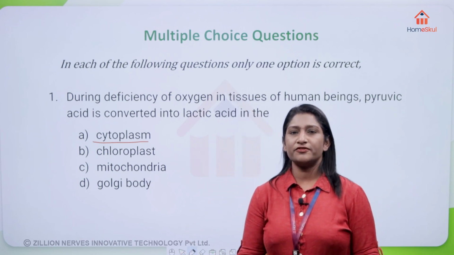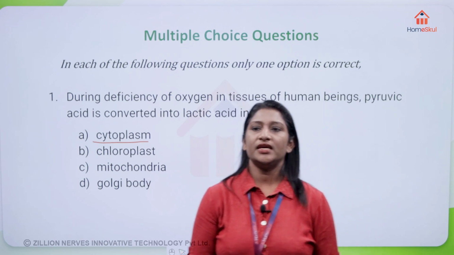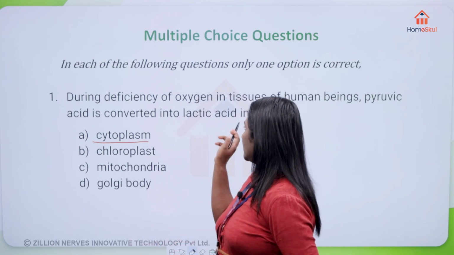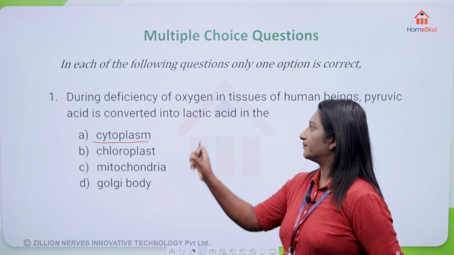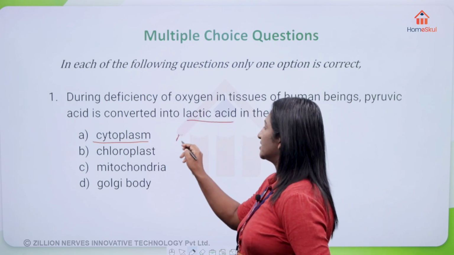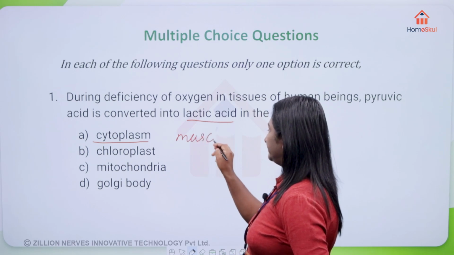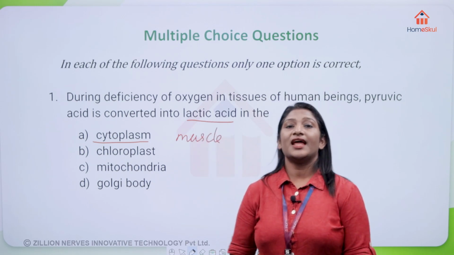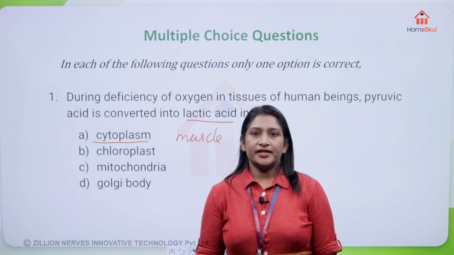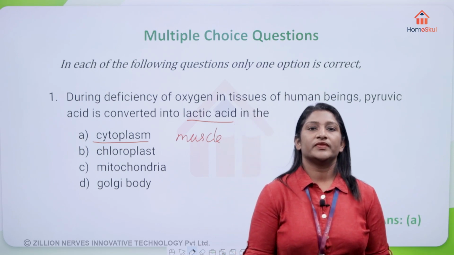And cytoplasm of which cell? Tell me, lactic acid is formed in cytoplasm of which cell? Yeah, in muscle cell. Muscle cell. In lack of oxygen, right? Lack of oxygen. The condition is anaerobic. Yeah, then the next question.